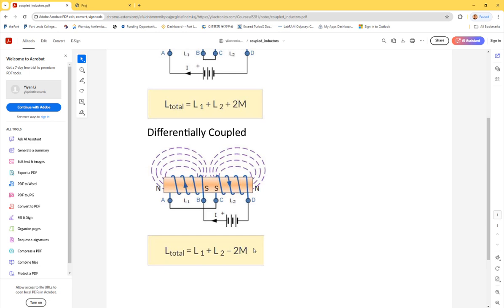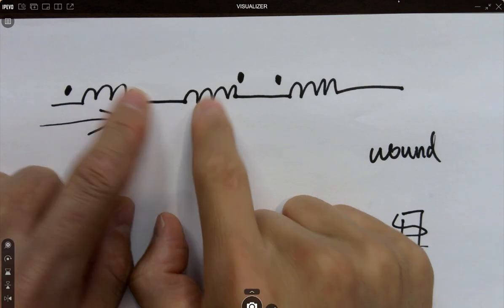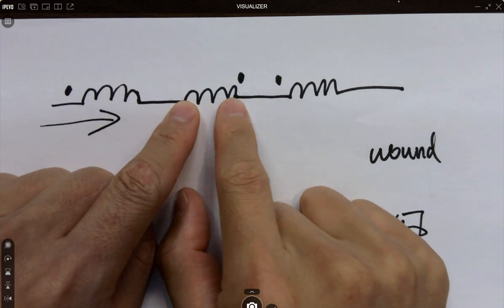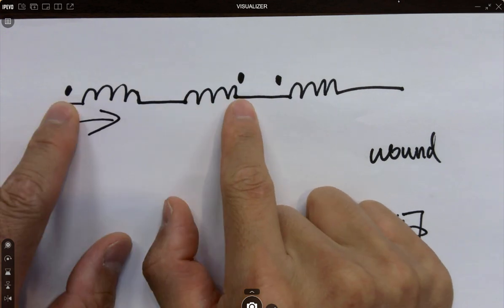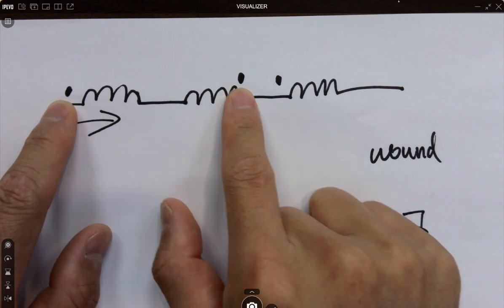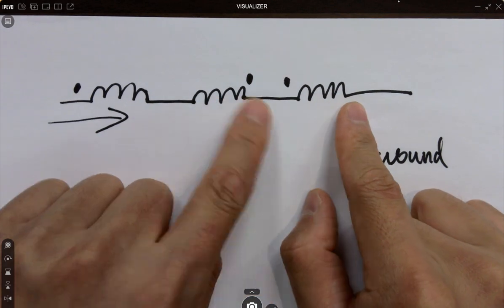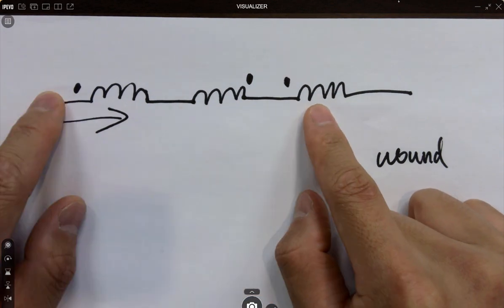Okay? So in the homework assignments, it's going to indicate the direction that you wind that coil by a dot. If the dots are at the same direction, it shows that they are wound in the same direction. Otherwise, it's a different direction. Okay. Does that make sense?